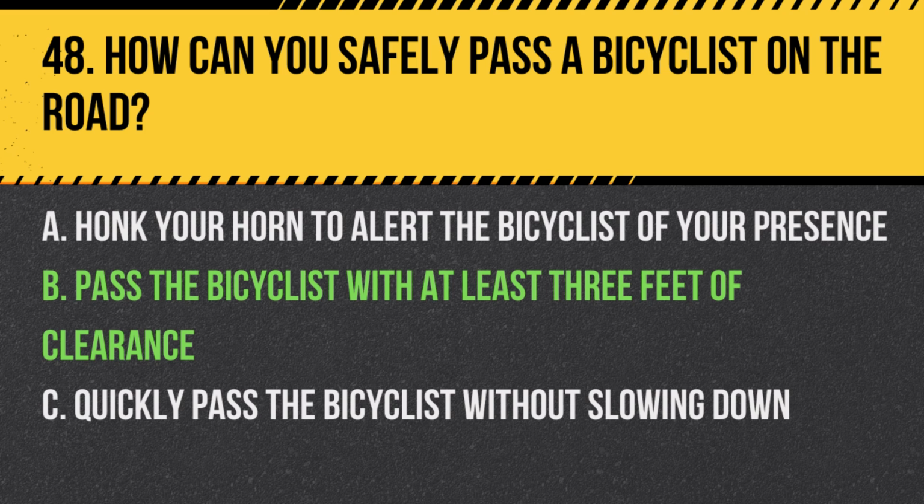To safely pass a bicyclist on the road, you should allow at least 3 feet of clearance between your vehicle and the bicyclist when passing, ensuring their safety and minimizing the risk of a collision.